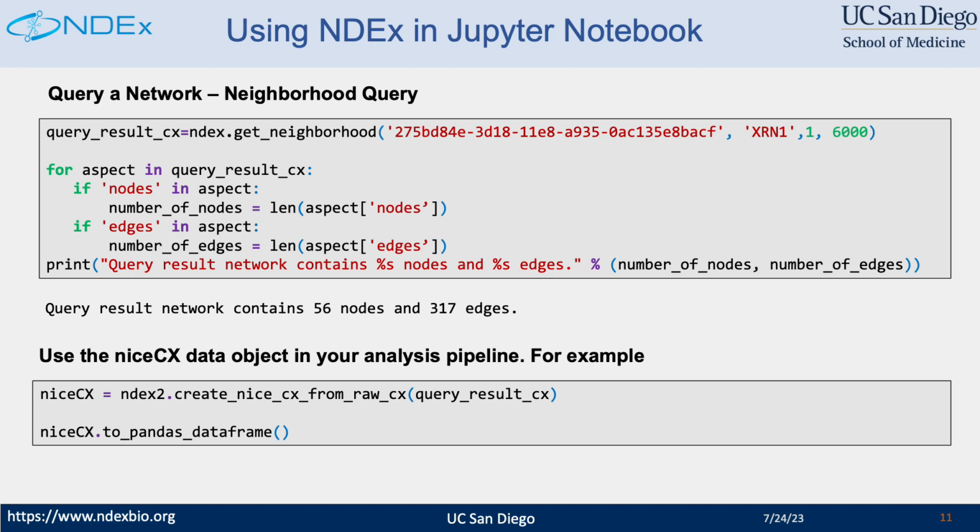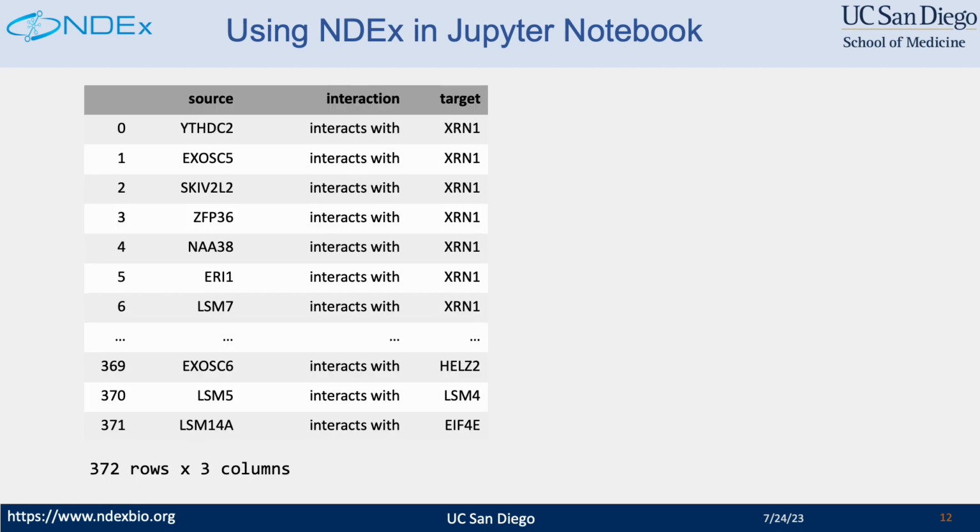Users can perform some basic operations on that object. For example, convert a network into a Pandas data frame. Here is the output when a query result is converted into a data frame.